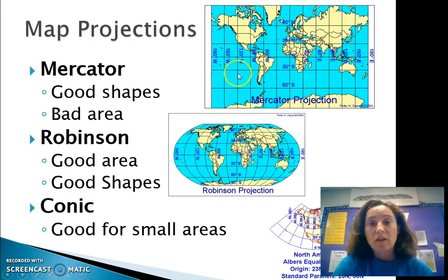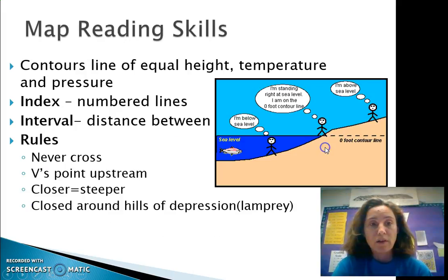Map projections. The Mercator projection gives us a good shape, but unfortunately the area is off. Africa is way bigger than the United States, but given this map projection, you really can't see that. With a Robinson projection, you get both good area and good shapes. So you get the shapes of the continents and a better idea of how big they are in relation to one another. Conic is really good for small areas, but that's about it. So we don't see a lot of those.